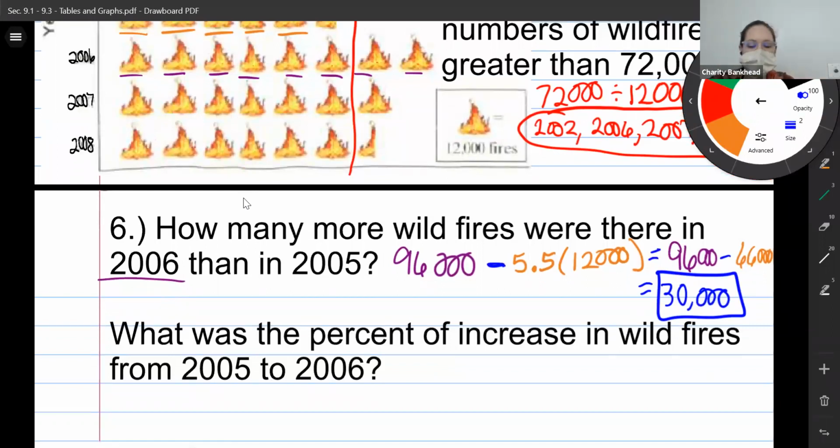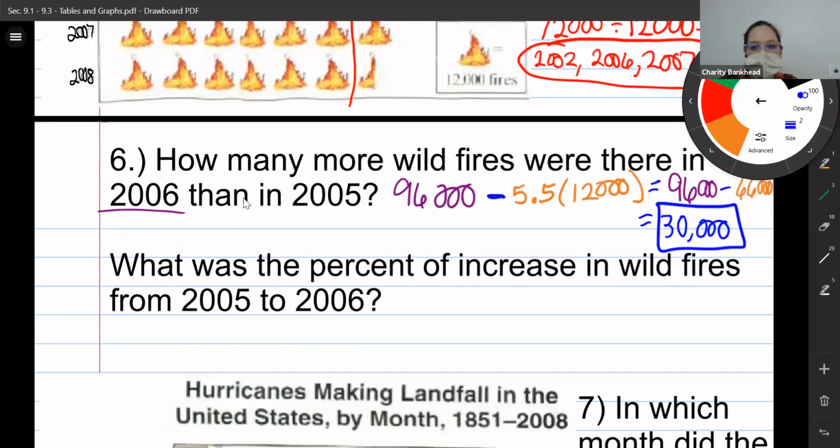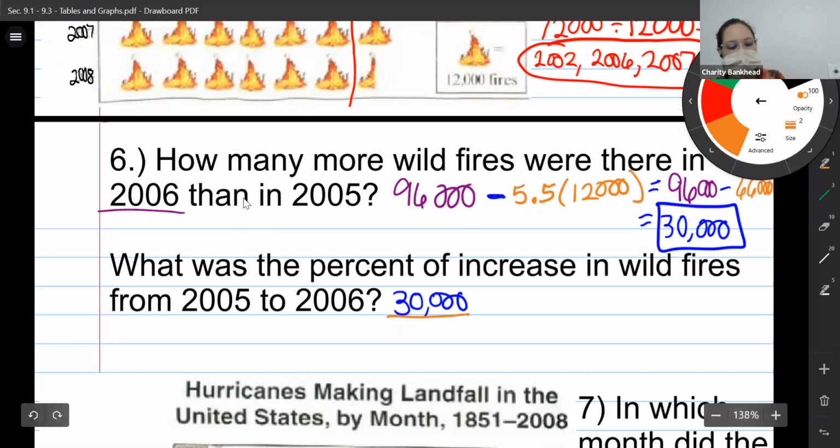And what was the percent of increase in wildfires from 2005 to 2006? So that's going to be the amount of the increase, which we just calculated was 30,000, divided by the earlier amount, which is going to be the amount from 2005, which was 66,000. So I can cancel out the 3 zeros on the end. So it's basically 30 over 66.